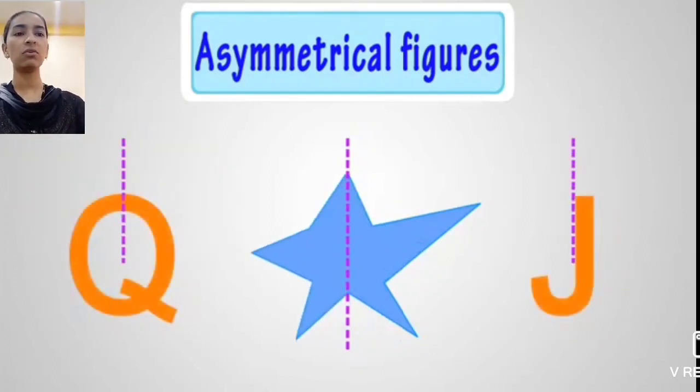Now you can see the alphabet Q and J. If I draw a vertical line, what happens? It gives the other half, it covers the other half. You can draw that.